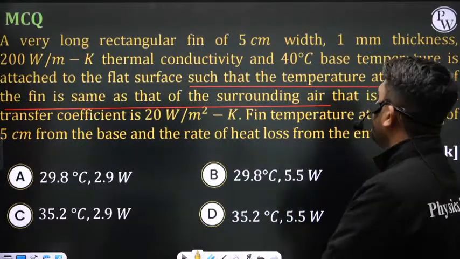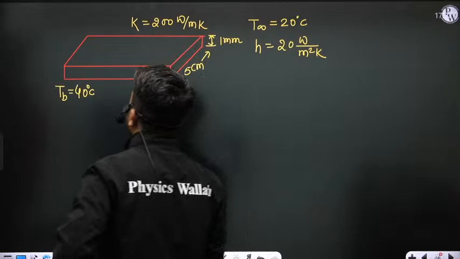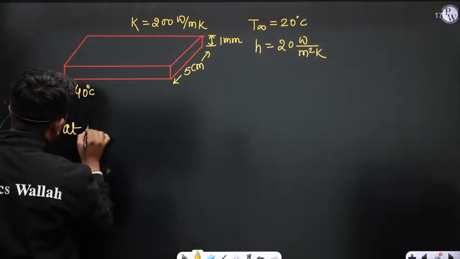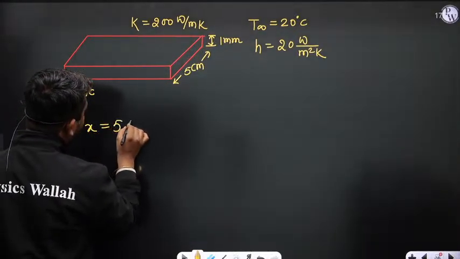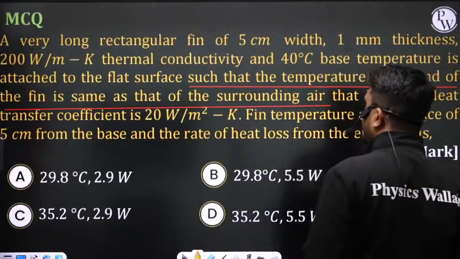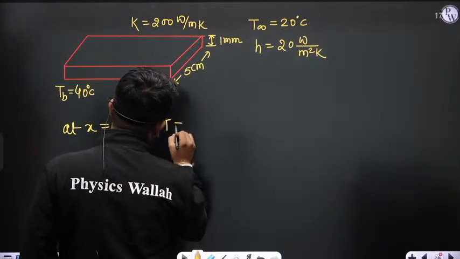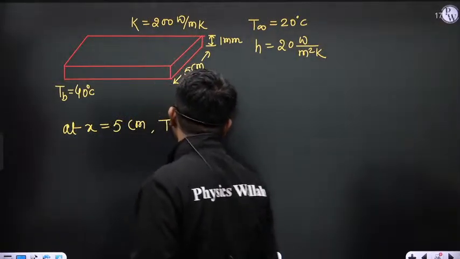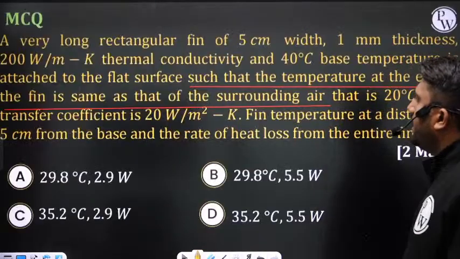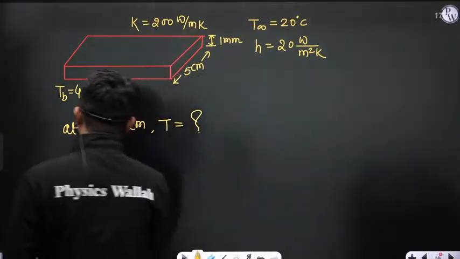So what is the fin temperature at a distance of 5 centimeter from the base? Correct. In the question it is asked, at x is equal to 5 centimeter from the base, what is the temperature? That is the first thing. And second, it is asked what is the rate of heat loss from the fin?